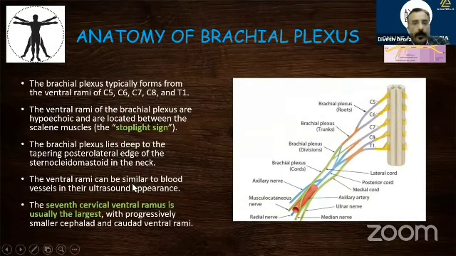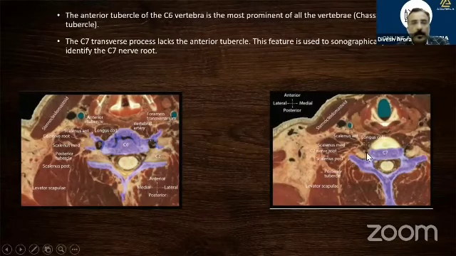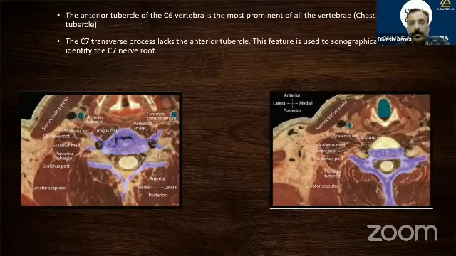However, because of the hypoechoic appearance, the ventral rami can have an appearance similar to blood vessels, which also appear hypoechoic. For our understanding, we have to remember that the 7th cervical ventral ramus is usually the largest, which I'll be showing you in one of my sonoanatomy videos also. So if we look at the cross section at the level of C6 and C7, we realize that the C7 does not have the anterior tubercle.